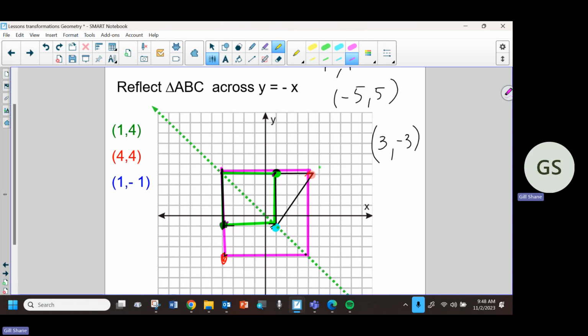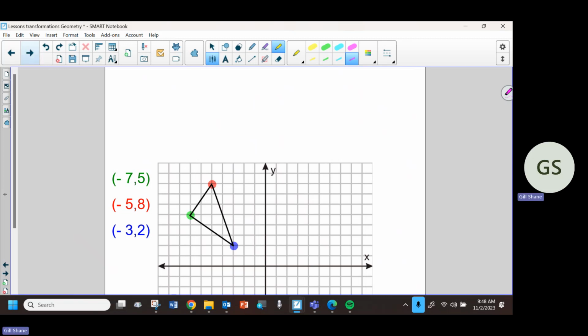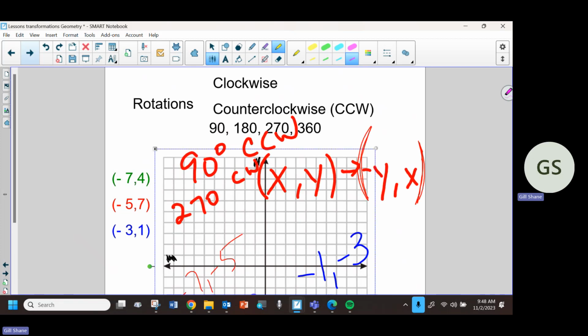So for a rotation, that's the one. Oh, what does that say? I feel like there's something I told the other class and didn't tell you, but I can't remember what it is.